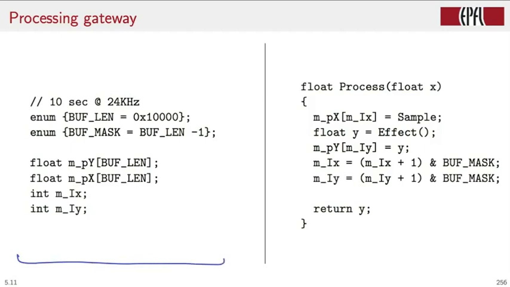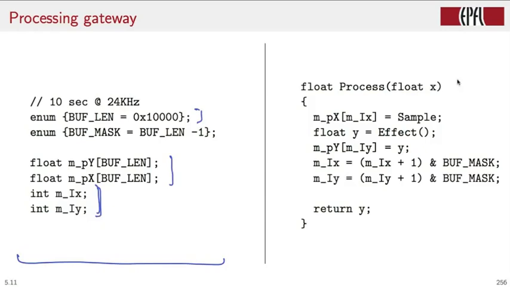As we said before, we decide to use floats. So we define a buffer of a certain length, and we choose a power of 2 for convenience, so that the circular buffer can be rolled around with a simple masking operation. So we define two buffers of equal length and two indices into the buffer.